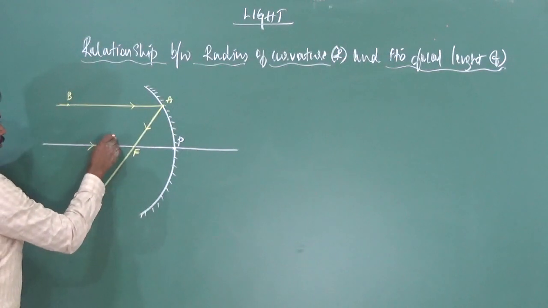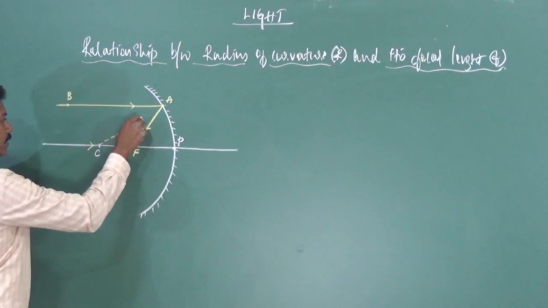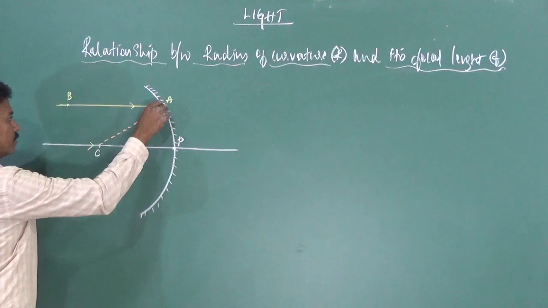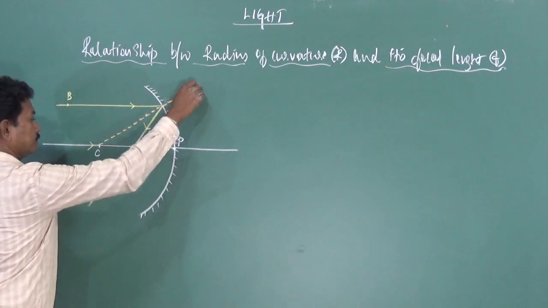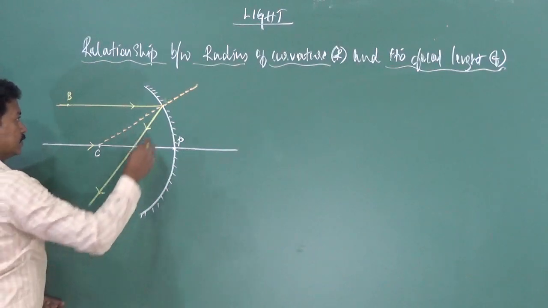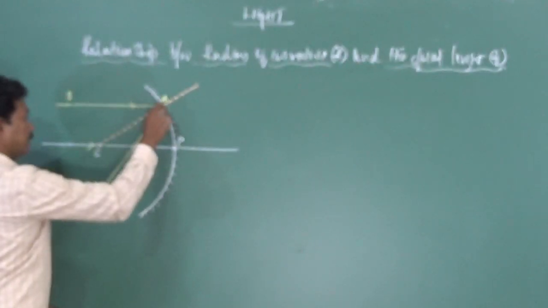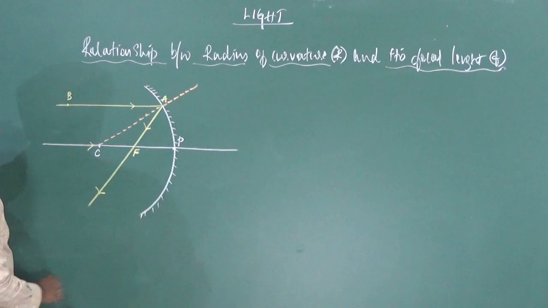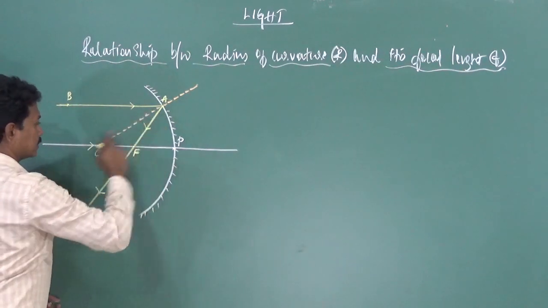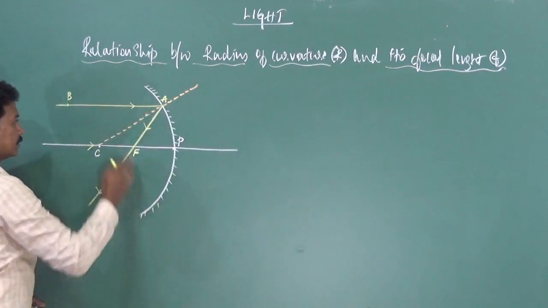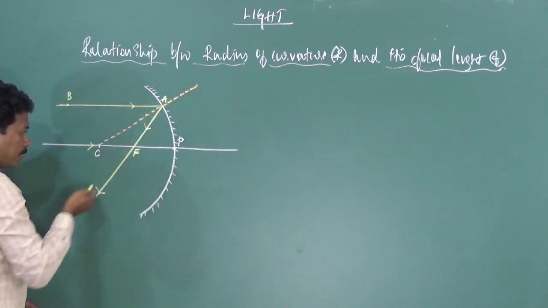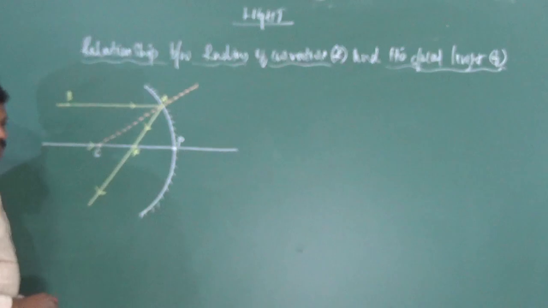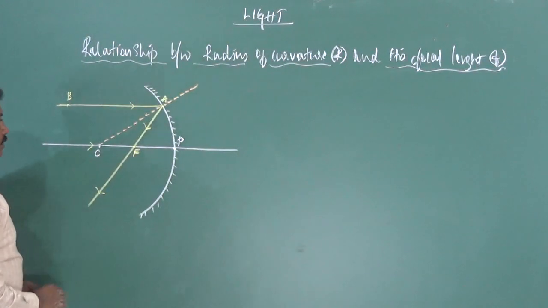Now I am going to draw a normal from C, the center of curvature, to A. This is not a normal ray, it is just a normal, the normal at the point of incidence. Let us take this as point A again. The incident light ray is traveling parallel to the principal axis, and after reflection on the mirror it passes through the principal focus. I hope you understood the sequence.